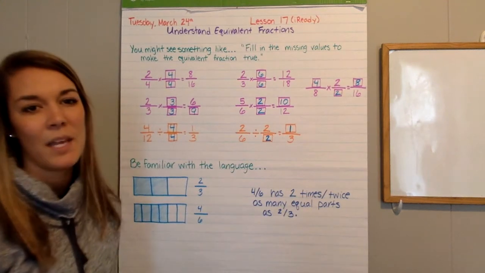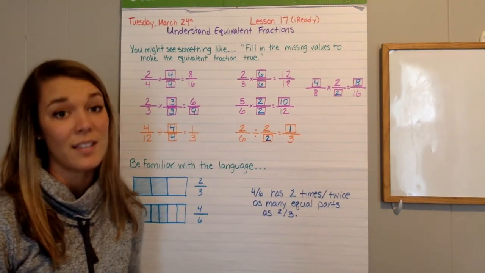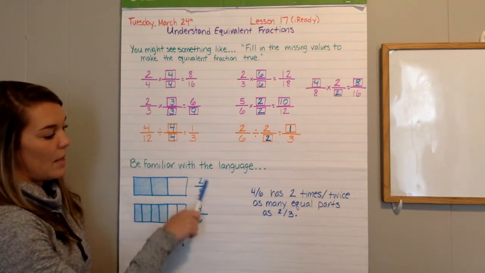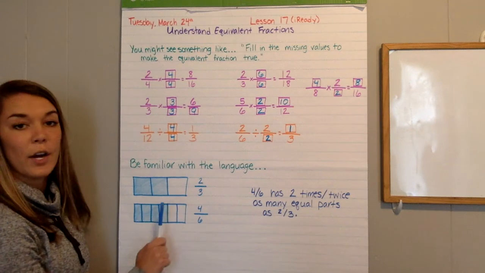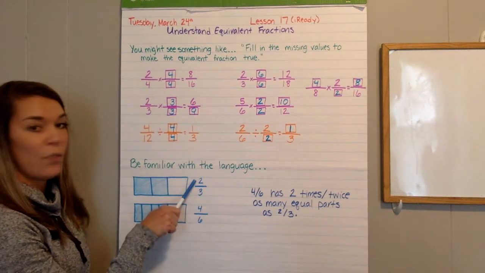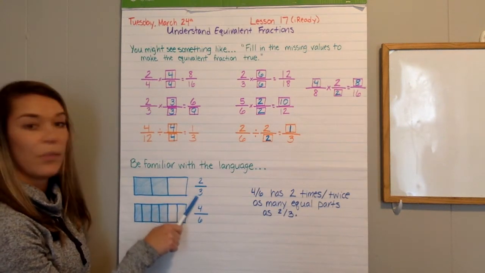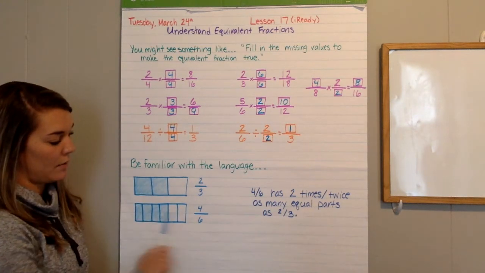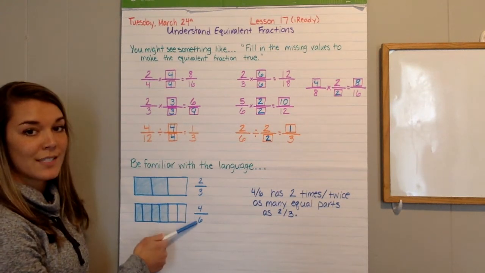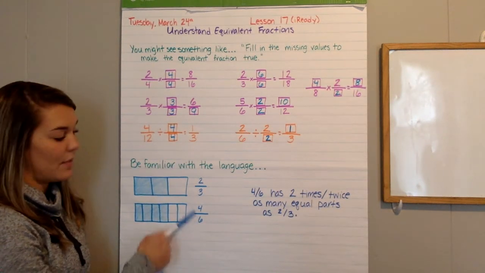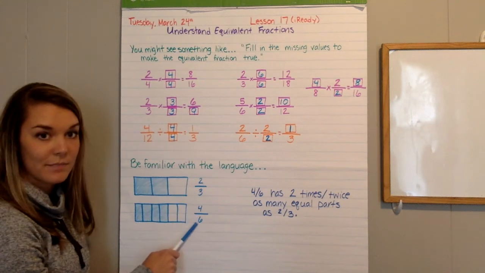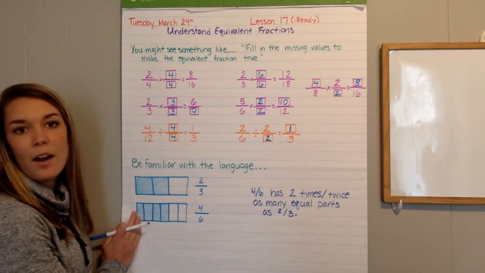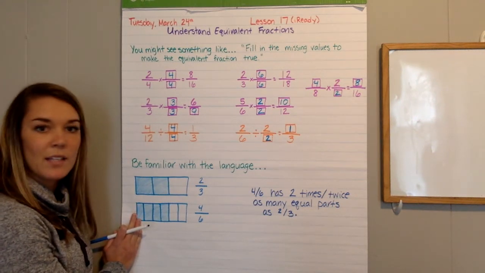The last part of this lesson I just want to tell you is to be familiar with the language. So that means, like, what are they going to say when they're asking these questions? So I'm giving you an example here. They might say, this model represents 2/3, right? I have 2 things shaded, and it's out of 3 total pieces. 2 out of 3. This one, 4 out of 6 are shaded, right? This model shows 4/6.